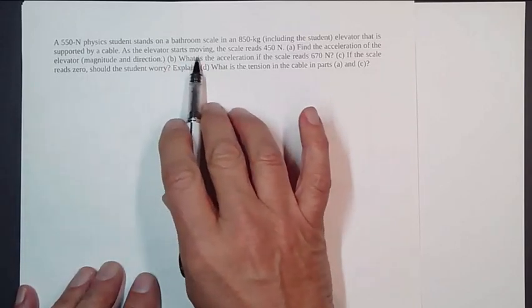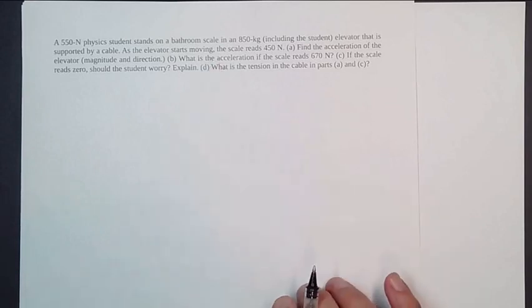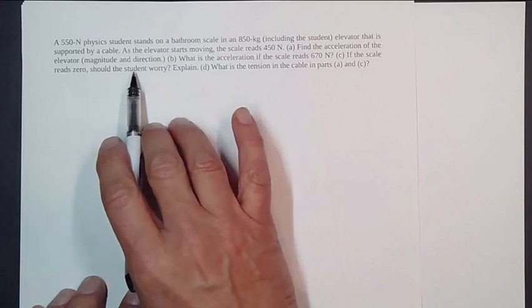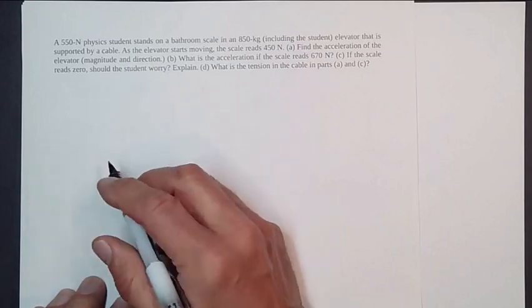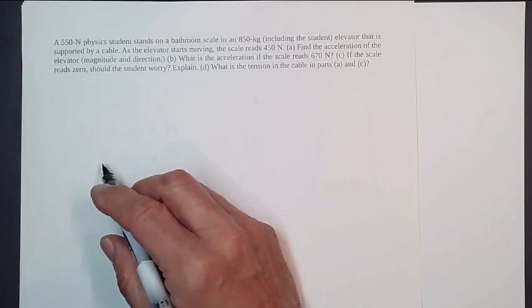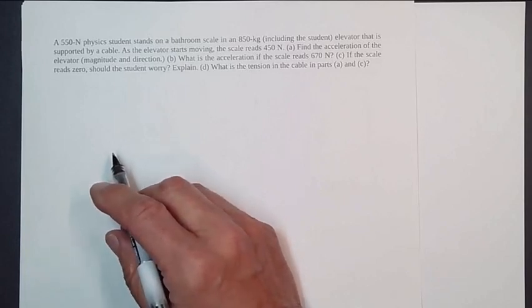As the elevator starts moving, we don't know what direction it's going here. But it says find the acceleration of the elevator, magnitude and direction. Now remember, the scale reads the normal force, or the force that the student exerts downward on it.